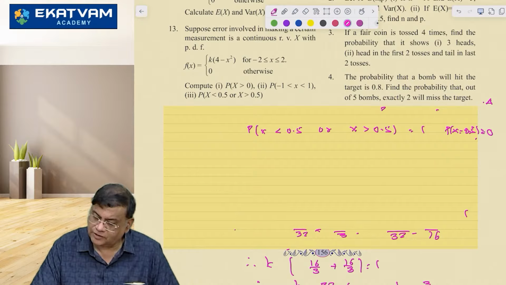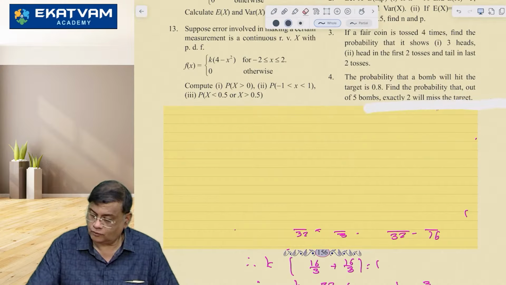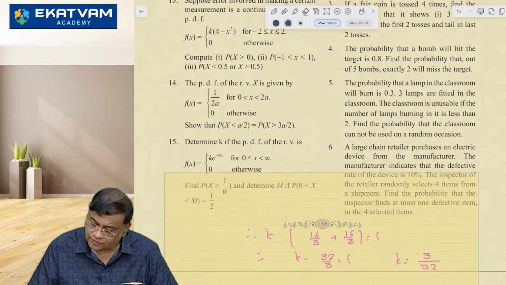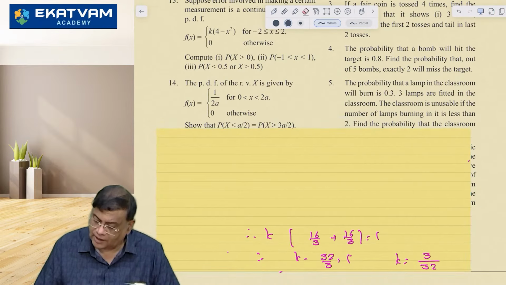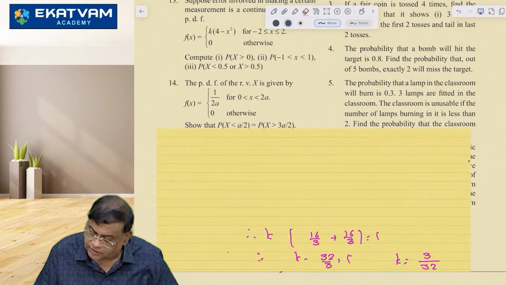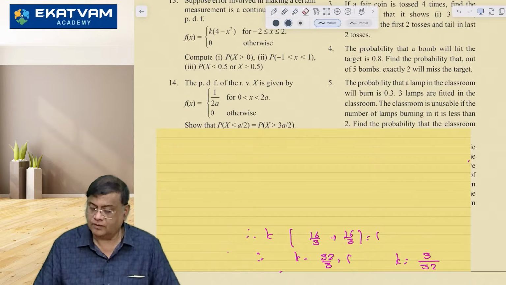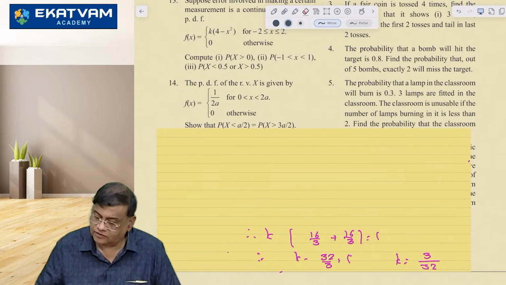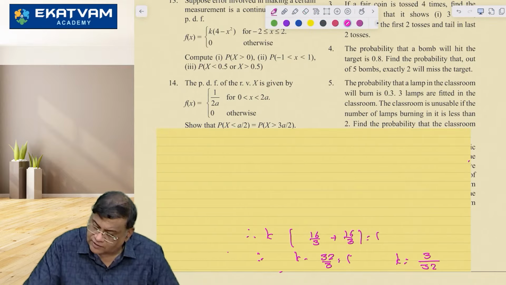Or means plus, okay? So next, I take your attention towards sum number 14. Again, my question to you is, is that a discrete distribution or continuous distribution? That is continuous. So probability of x is less than a by 2.